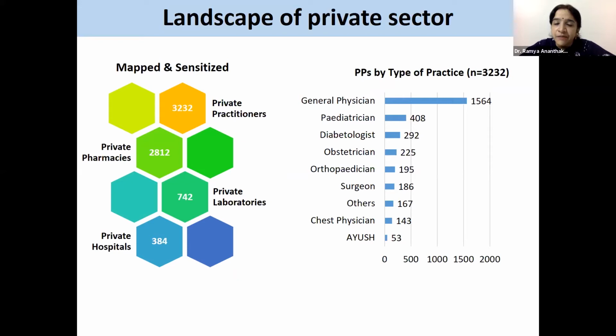So just to give you the landscape of the private sector that we work with, as you see, from the denominator of 10,000, we work with about 3,000 private practitioners, and most of them are general physicians, pediatricians, pure diabetologists, etc. Next slide.